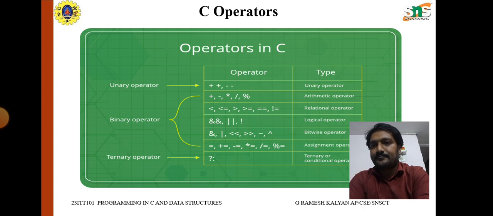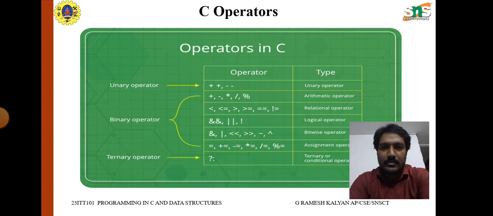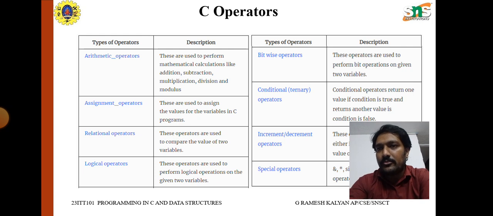So the first one is the unary operator. We could see increment and decrement, that is plus plus and minus minus. We call it an increment or a decrement operator. Then the binary operator consists of arithmetic operator, relational operator, logical operator, bitwise operator, and the assignment operator. The third one is the ternary operator, the ternary or the conditional operator. This represents the question mark and the colon. These are the types of operators with their description.